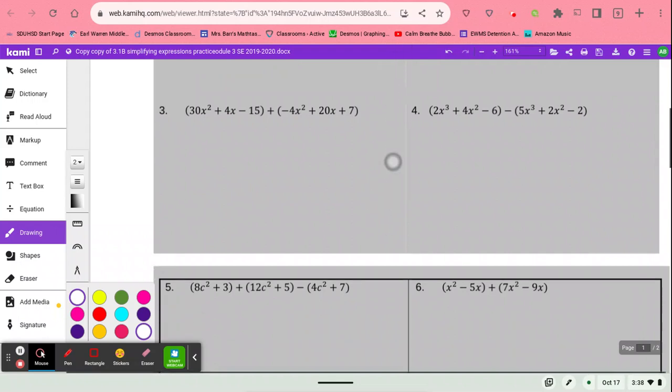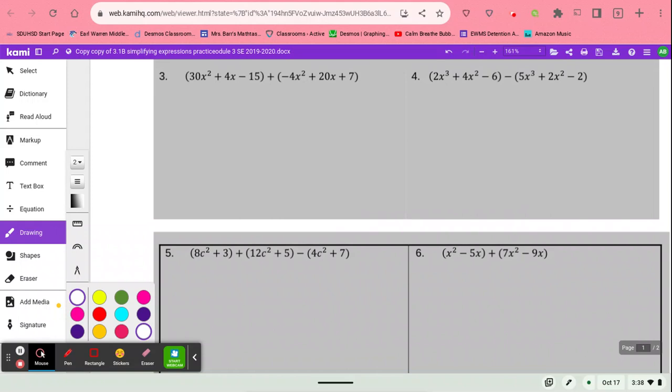Taking a look at 3, notice we are adding in between, so it's just one group of each of them. You can think about a positive 1 getting multiplied by everything in here. So we'd have 30x squared plus 4x, and I just really like rewriting the subtraction as addition so that I don't lose any of my negative signs when I'm combining like terms. Negative 4x, 20x, and 7. And if we go through, we are going to sort our like terms.